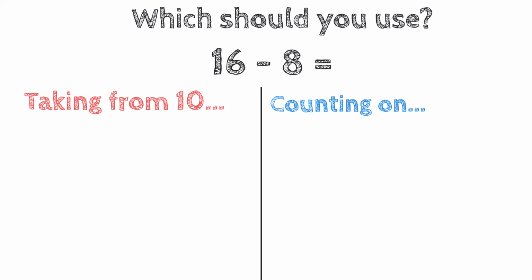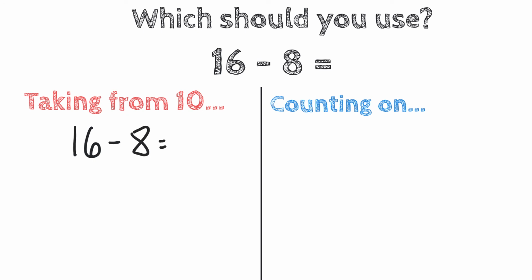All right, welcome back, boys and girls. Hopefully you're all caught up. We're going to try this again. Which one should we choose? The 16 minus 8. Should we do take from 10 or counting on? Well, we're going to do both of these strategies again so we can practice them both and then decide which one to use. Okay, so again, we're going to do both of these strategies, taking from 10, counting on. Let's start out by writing together 16 minus 8 over here. So here's our 16 minus 8.